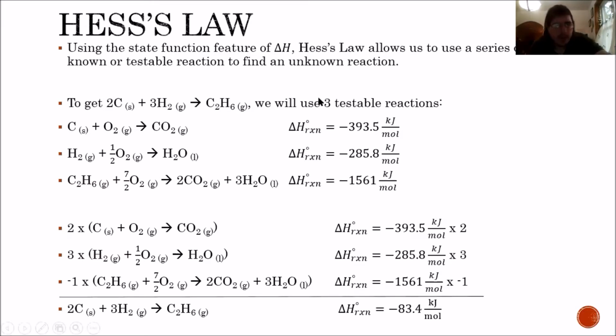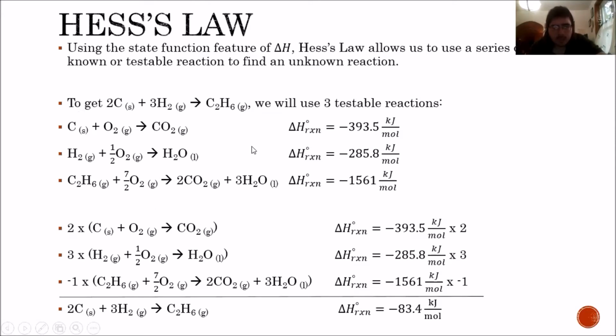So we're going to look at 3 reactions. Carbon's oxidation to CO2, which is known and can be fully converted with ease. Hydrogen's conversion to water, which can be known and done. And ethane's combustion, which can be fully converted to CO2 and water. If we do that, and we know those values, what do we do? We need 2 carbons here, so we do this reaction twice.